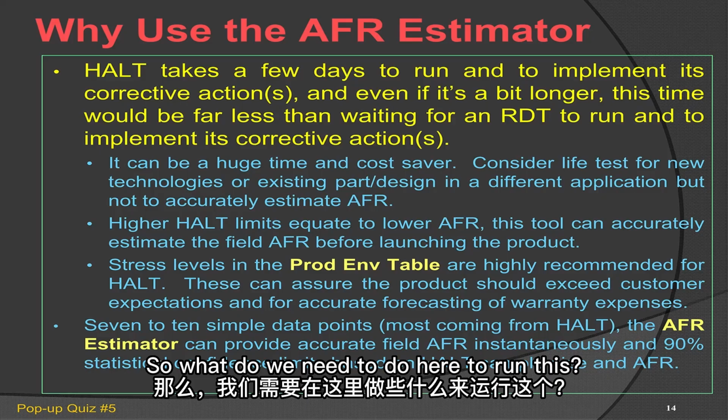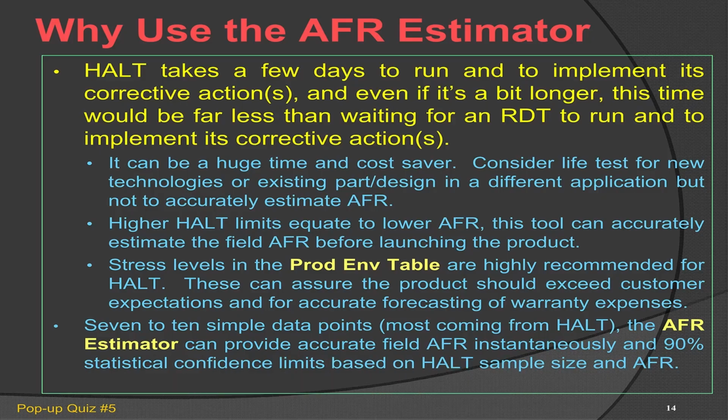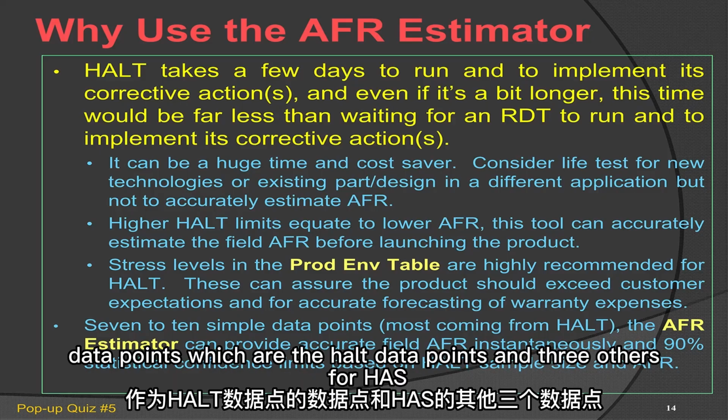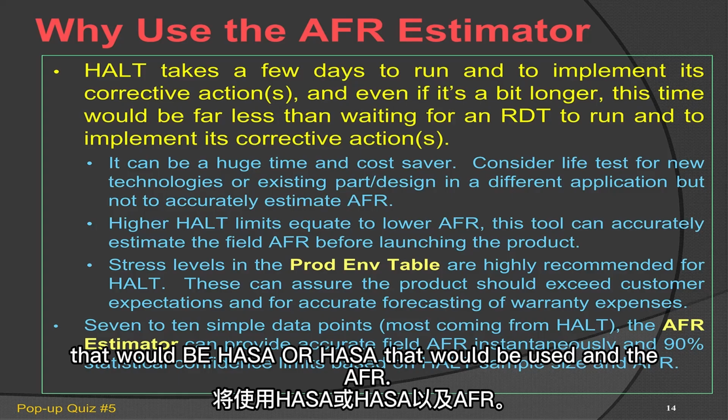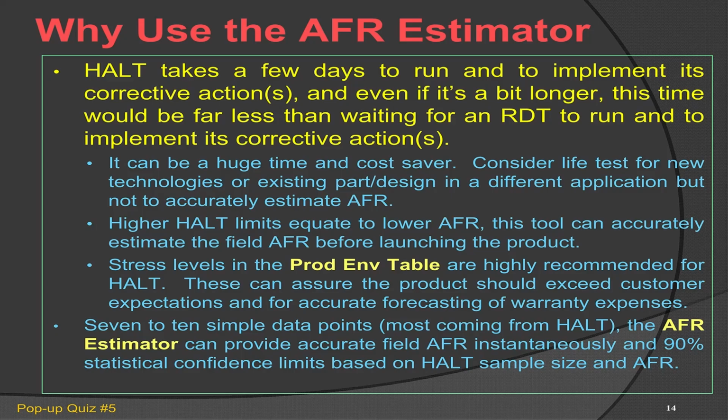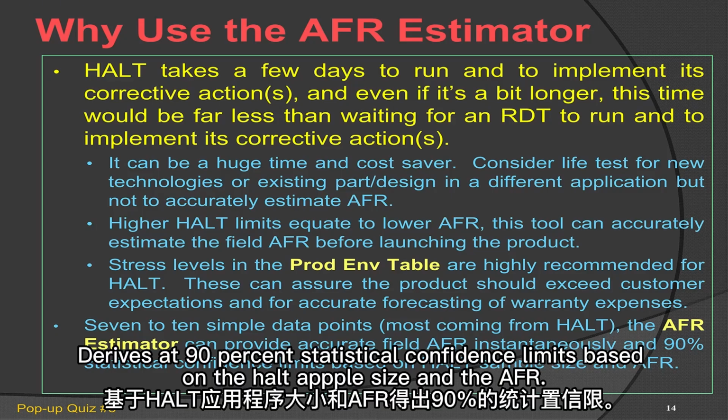So what do we need to do here to run this AFR estimator? There's 7 data points, which are the HALT data points, and 3 others for HASS that would be HASS or HASSA that would be used. And the AFR derives a 90% statistical confidence limits based on the HALT sample size and the AFR.